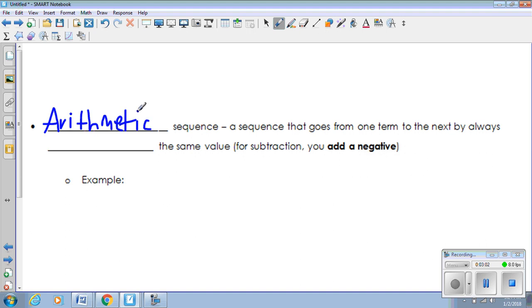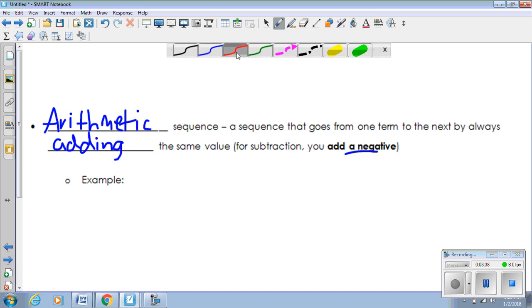An arithmetic sequence is a sequence that goes from one term to the next by always adding the same value. If you are essentially subtracting, what you are actually doing is adding a negative value. The 2 operations we're going to look at in this unit are adding and multiplying. This is going to be part of the hardest things for you, where you have to add the negative instead of subtracting, per se. A way that you can remember that arithmetic is adding is because arithmetic starts with an A and adding starts with an A.